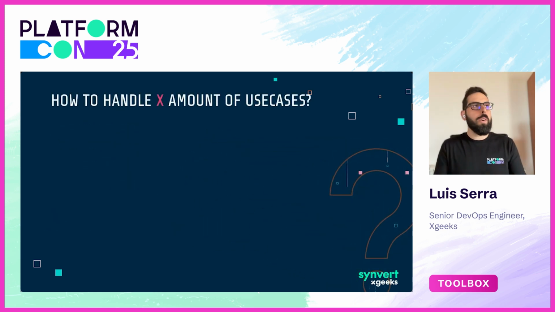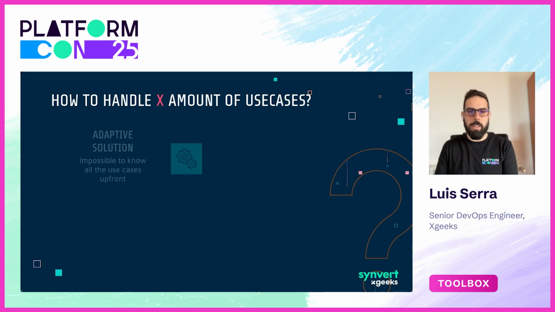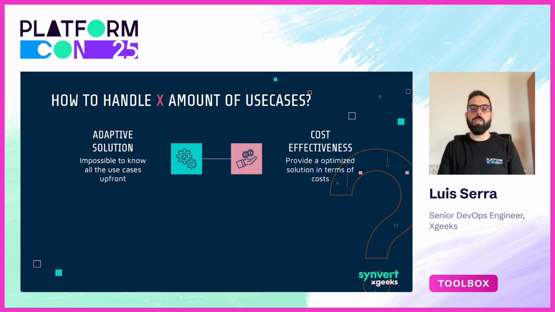So we knew from the beginning that we would need to create a solution that would be able to accommodate an X amount of use cases. That X might mean 1, 3, or 3,000. We didn't know, and the solution had to be flexible enough to accommodate these new use cases that might appear. So, of course, an adaptive solution, since it's not possible to know all the use cases up front.